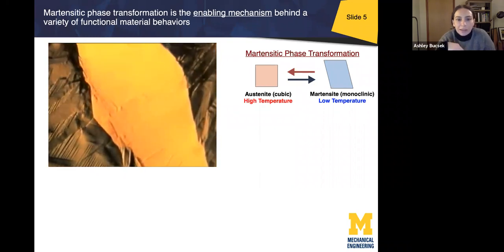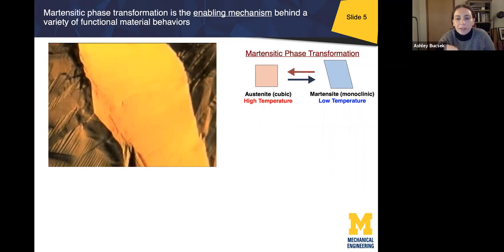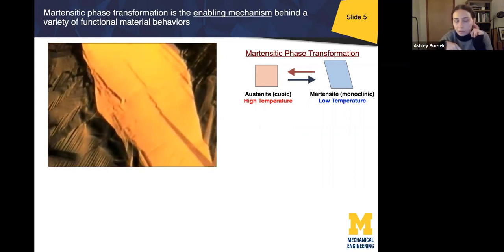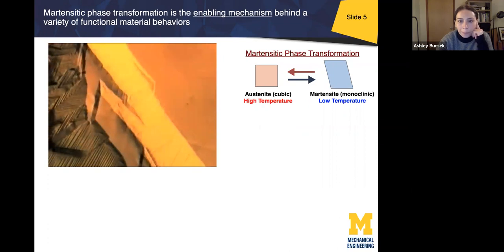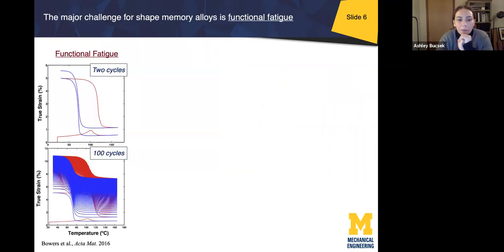And so you can see all these phase interfaces, which are interfaces where we have austenite on one side and martensite on the other side. So that's what I'm going to talk about today. The major challenge for martensitic phase transforming materials in general, but especially, or I should say, including shape memory alloys, is something called functional fatigue. Because martensitic phase transformations in many materials are reversible, we want to use them in cyclic applications, but the problem is that the material behavior changes cycle to cycle, and this is called functional fatigue.